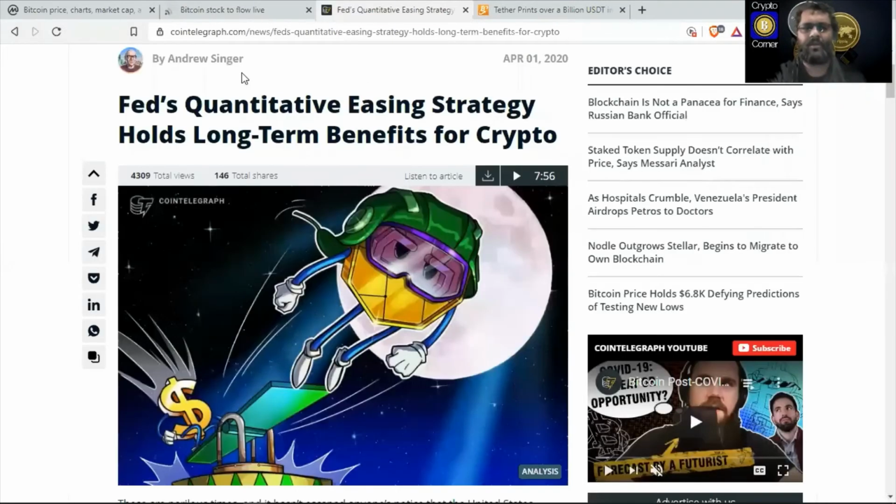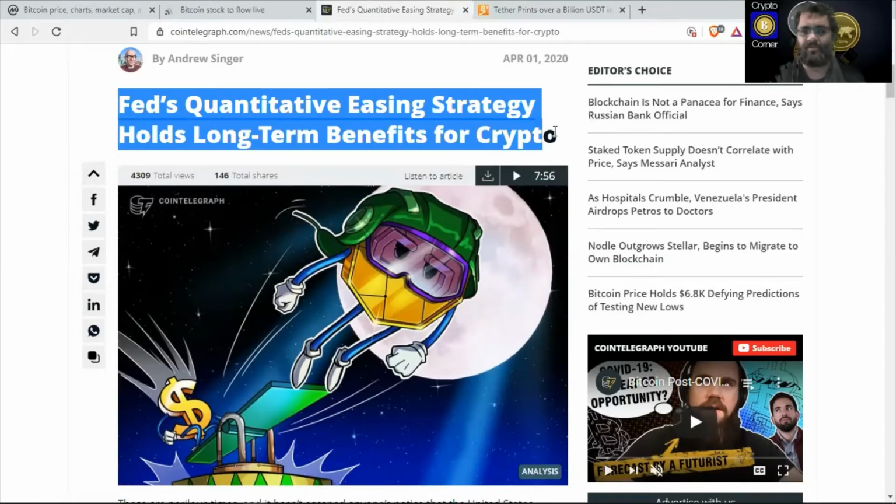Now, if we want to understand what's going on, why there is this current uptrend, in the last few days we're seeing recovery from the Black Swan virus event, and the headline of Cointelegraph on April 1st is: Fed's quantitative easing strategy holds long-term benefits for crypto.